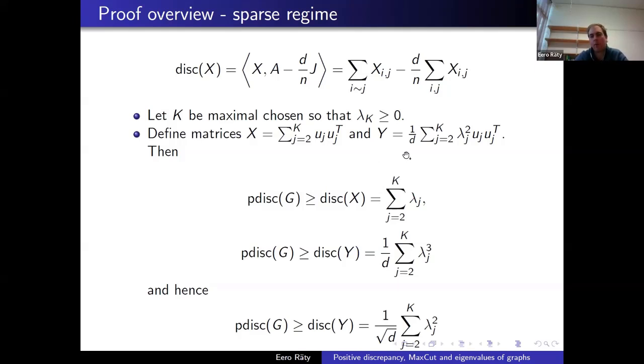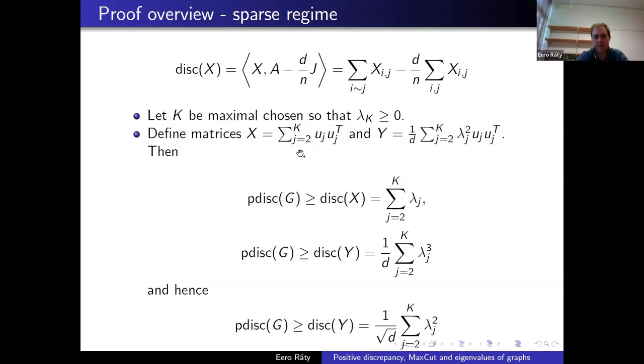And then we pick y to be kind of the same, but now we weight each of these matrices with lambda j squared. So it's quite easy to see that this matrix has its diagonal entries at most 1. Why is that the case? It's because each of these matrices is positive semidefinite. And if we summed over all j's, from 1 up to n, we would just get the identity matrix.